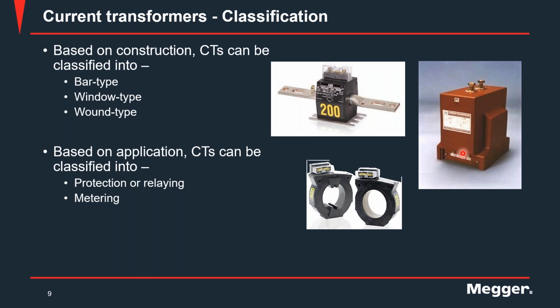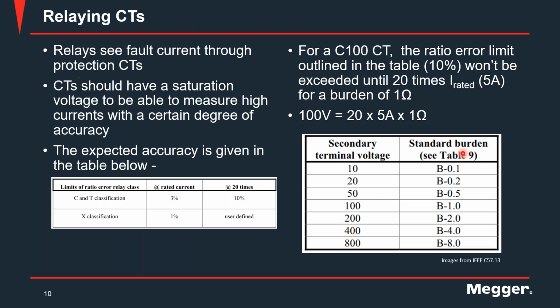Based on application, the CTs can be classified into two types: relaying or protection class, and then you have the metering class. So let's talk about these two types. Let's talk about relaying CTs first. These CTs are used in the protection systems. They serve as the eyes of the protection system.